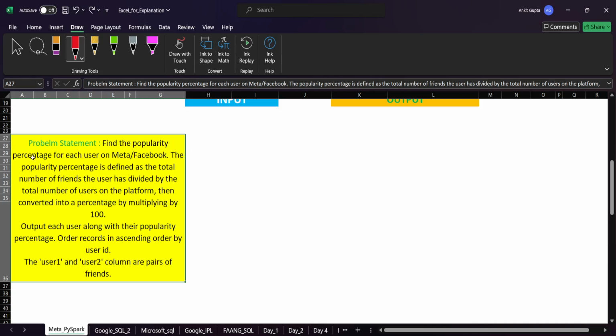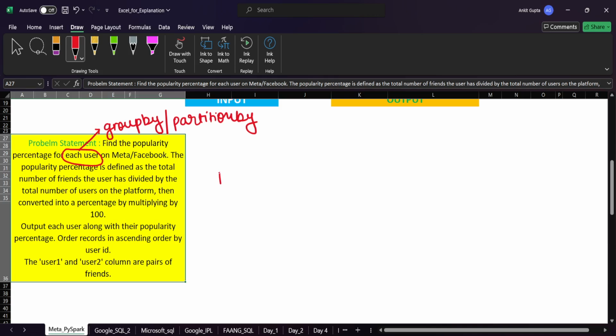So find the popularity percentage for each user on Meta or Facebook. Basically here, if you see, each user is involved, that means we need to apply group by or partition by, right? The popularity percentage is defined as the total number of friends the user has divided by the total number of users on the friend platform.